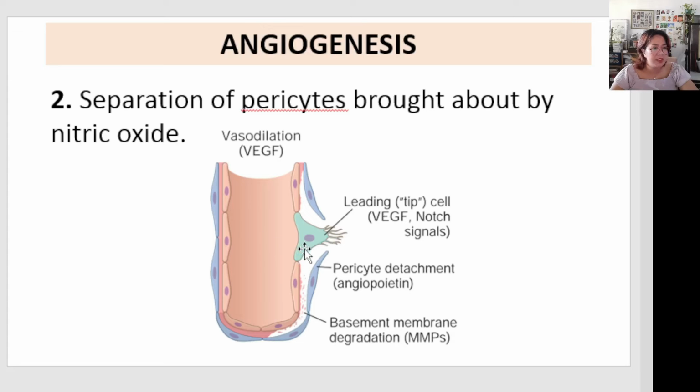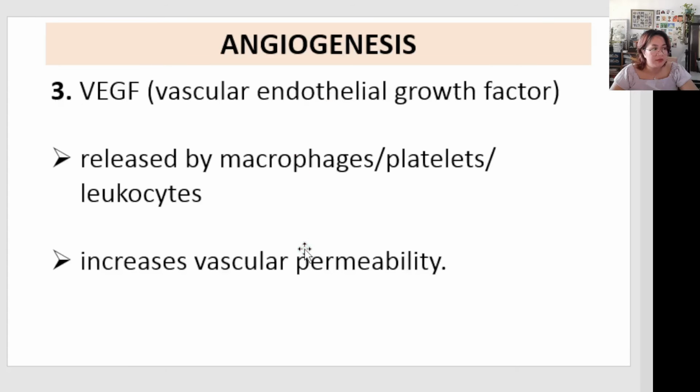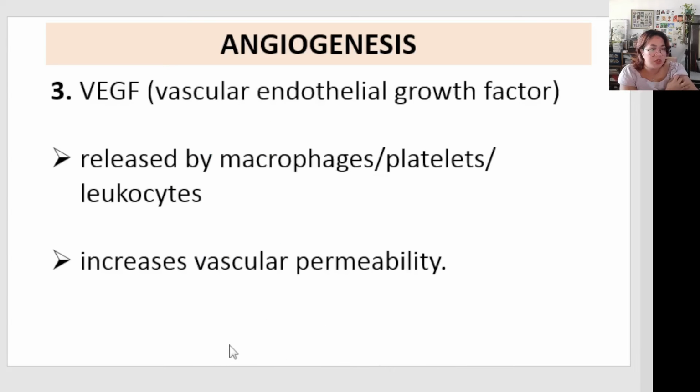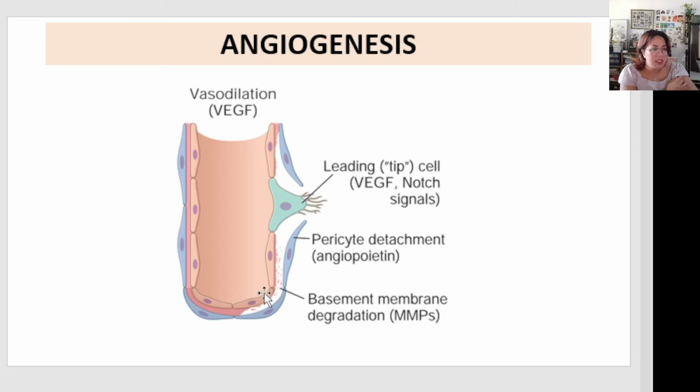The third step, the VEGF or the vascular endothelial growth factor is released by macrophages or platelets or leukocytes, which diffuses through the basement membrane, thereby converting the endothelial cell into specialized cells with filopodia called tip cells. So, this increases vascular permeability. As we can see here, these are the leading or the tip cells.